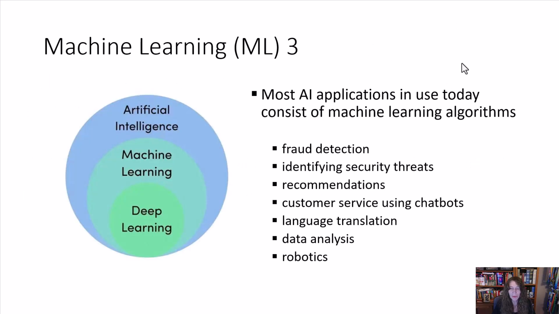Most of the AI applications we are using today consist of machine learning algorithms. So everything that we've looked at so far in this course, it is machine learning that enables it to do what it's doing. So some of the primary applications: fraud detection, identifying security threats, recommendations, customer service using the chatbots, which we've looked at, language translation, which we've looked at, data analysis, and very big with robotics.